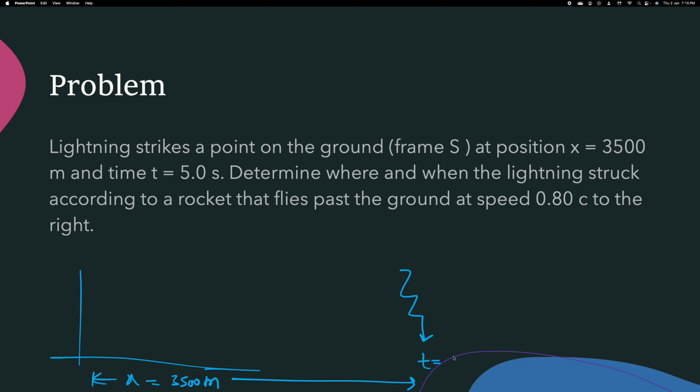So at time t equals 5.0 seconds, determine where and when lightning strikes according to a rocket that flies past the ground at a speed of V equals 0.80c to the right. At what position from the rocket, which is called x prime, has the lightning occurred? And at what time, which is t prime, has the lightning occurred?